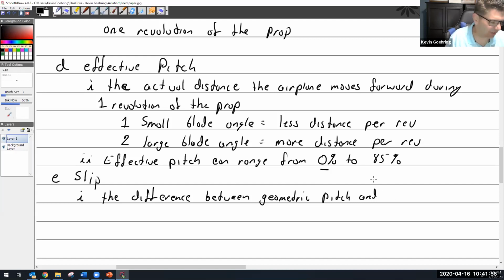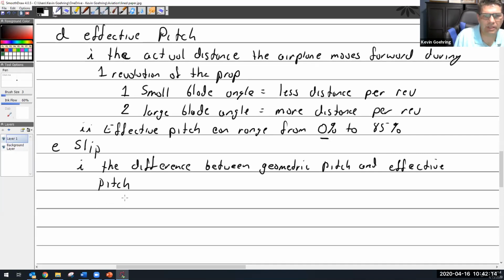And effective pitch. Effective pitch. So if we did a math problem, it is geometric pitch minus effective pitch equals slip.